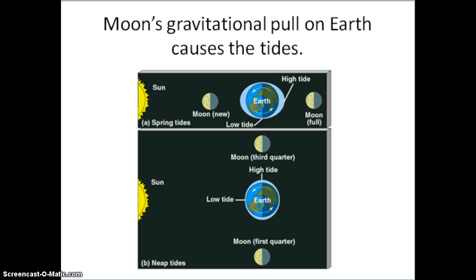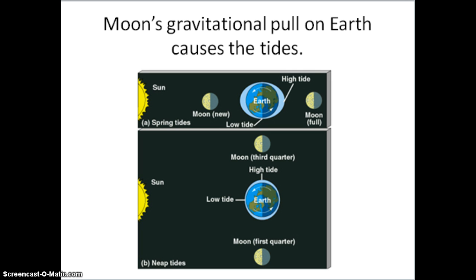Another interaction between the moon and Earth is that the moon's gravitational pull on Earth is the reason that we experience tides, both high and low. You'll see in the diagram at the very top spring tide, and that's when the moon is either between the Earth and the Sun or on the opposite side of the Earth from the Sun, versus a neap tide when the moon is making a right angle with Earth and the Sun.